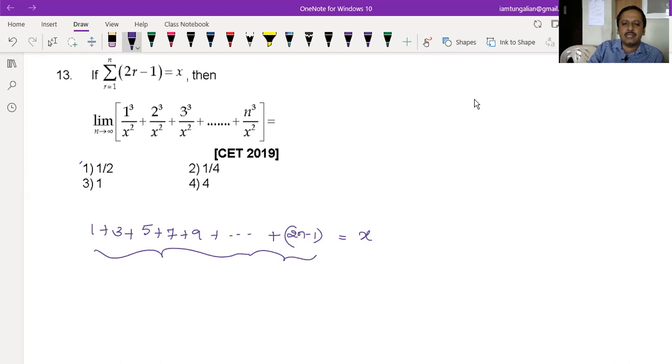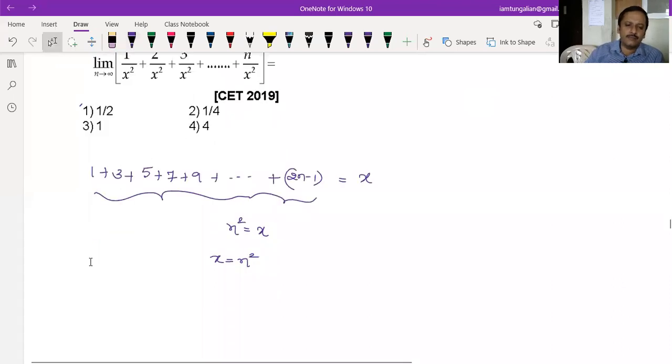1 plus 3 plus 5 plus 7 plus 9, etc., up to 2n minus 1. This is the sum of the first n odd natural numbers, which is equal to n square. So we got x is equal to n square. Now the given problem I can write like this.